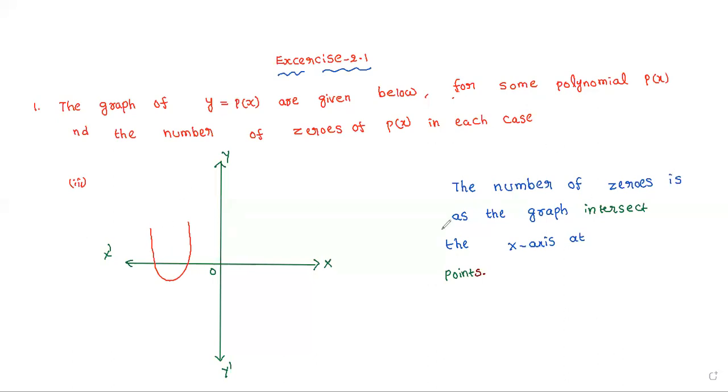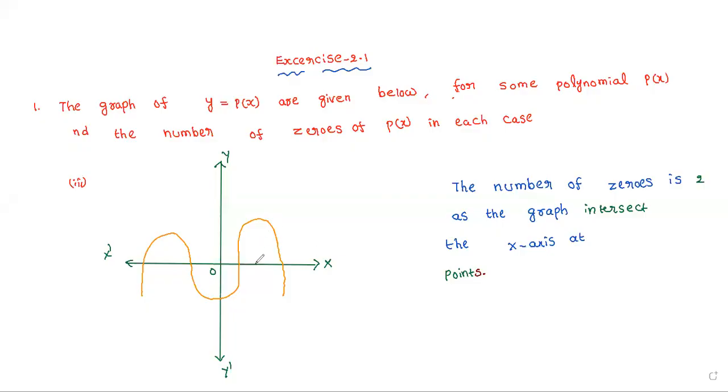Okay. Number of zeros. How many zeros, ma? As the graph intersects, the number of zeros is 2, as the graph intersects the x-axis at 2 points. This point and this point. Okay, na? The number of zeros is 2. Write down.